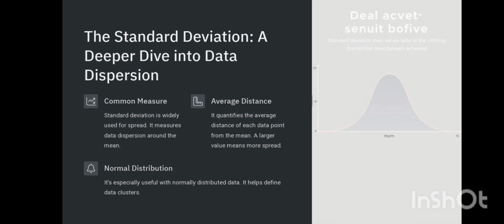Normal distribution. It's especially useful with normally distributed data. It helps define data clusters. The normal distribution is one of the most important and widely used concepts in statistics. It is often called the bell curve because of its shape. A normal distribution is a symmetrical bell-shaped curve. We see in the diagram, this is the bell-shaped diagram.